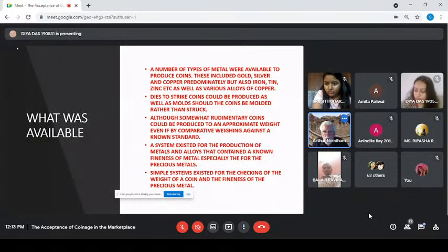So what was available to produce coins? Well, there were a number of types of metals available to produce coins. These included gold, silver, and copper predominantly, but also iron, tin, zinc, and some others. And of course, various alloys of copper. Dies to strike coins could be produced, as well as molds, should coins be molded rather than struck. That is, instead of getting a round or square piece of metal and hitting it with a hammer that had a design on what was being struck, they could be put in a mold and metal could be poured in a mold and everything came out the same.